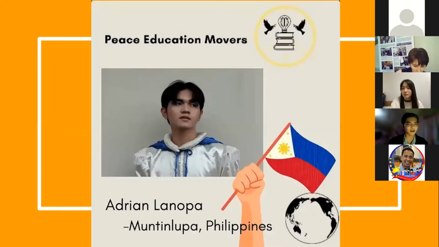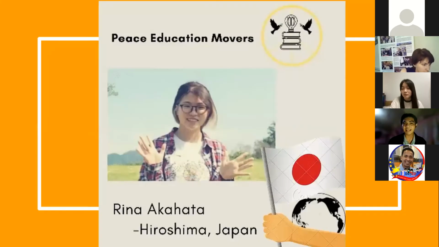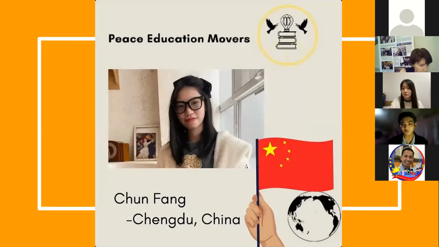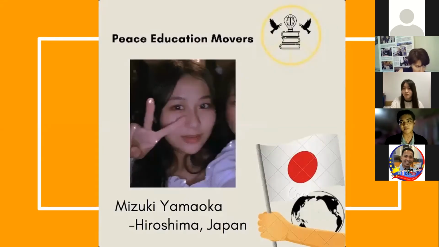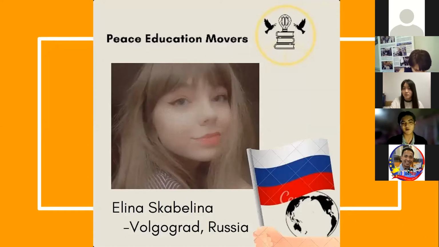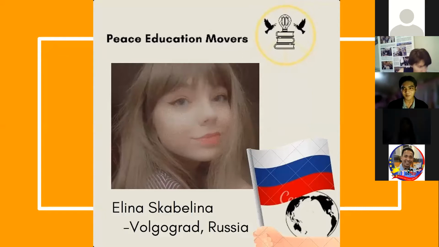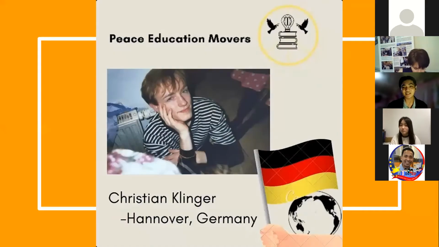Before I formally start and introduce our logo and the page, I just would like to introduce our members. Me, I'm Adrian Pinanopa from Muntinlupa, Philippines. Next is Rina Akahata from Hiroshima, Japan. Next is Chun Fang from Chengdu, China. And Mizuki Yamaoka from Hiroshima, Japan. Elena Skabalina from Volgograd, Russia. I hope I pronounced it right. Next is Christian Klinger from Hanover, Germany. And we have another one, Alexander from Volgograd, Russia.